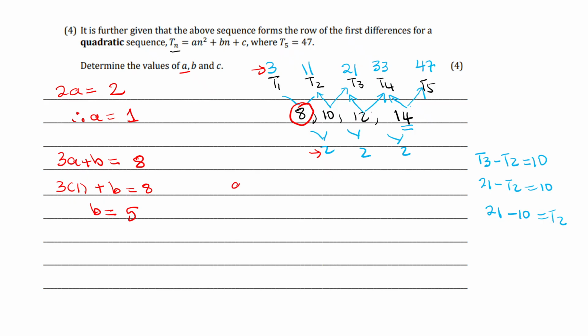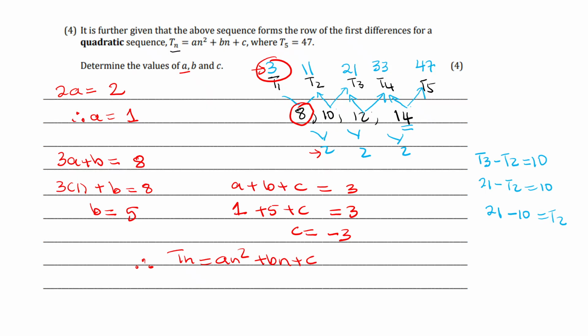We can find the value of C now using the formula A plus B plus C is equal to the first term of the sequence, which is 3. You just have to substitute your A and your B to find C. Now isolate C. 1 plus 5 is 6, and then the 6 will go to the other side to be negative. It will be 3 minus 6, which is negative 3. So now, therefore, we need to write this in the form of Tn is equal to an squared plus bn plus c.